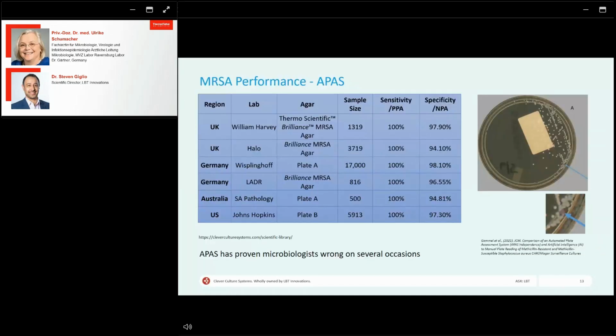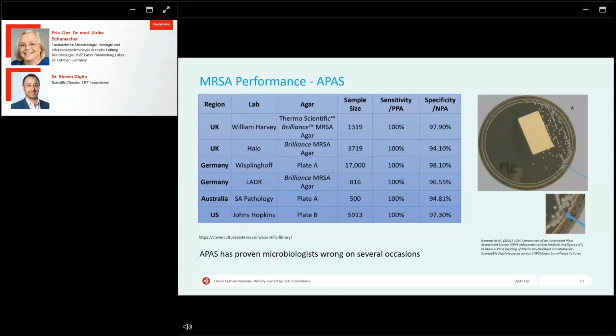Ultimately, the proof is in the results that we get and our regulatory clearances. And what I will present here is MRSA performance. We have IVDR pending for our urine application, and that's some data we may present if it's available. The performance of MRSA across multiple sites across the globe is pretty good.